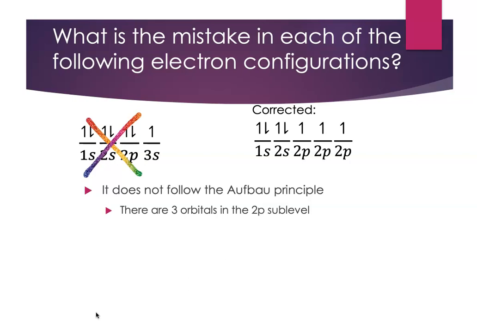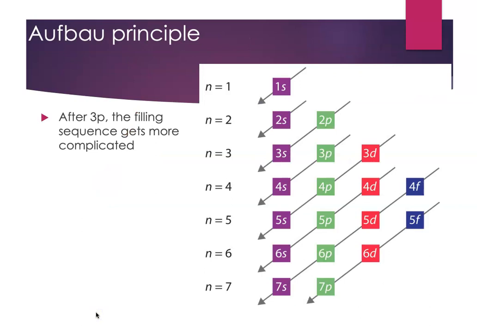So, all right, we've got all the rules down. We've seen 2 out of the 3 formats, but we can't write electron configurations beyond 18 electrons. We need to talk about that filling sequence and what happens after 3p. It does get more complicated, and this visual involves a mnemonic device that we can use to generate the filling sequence after 3p.